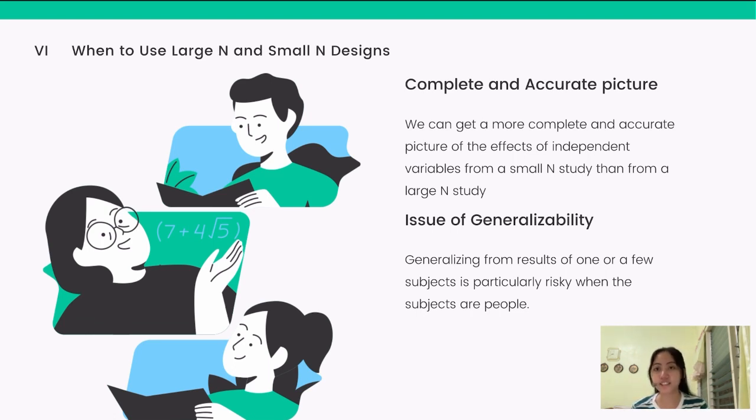And second is the issue of generalizability. Generalizing from results of one or few subjects is particularly risky when the subjects are people. And that is all for the topic.